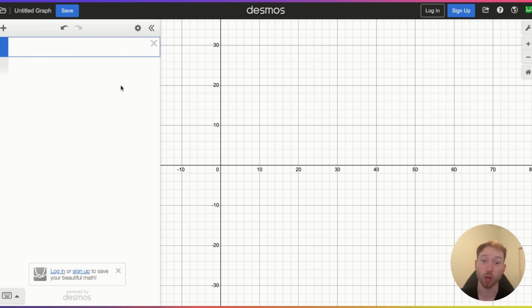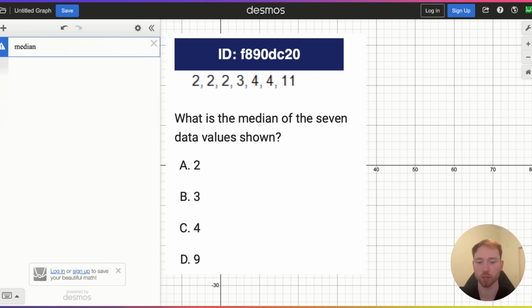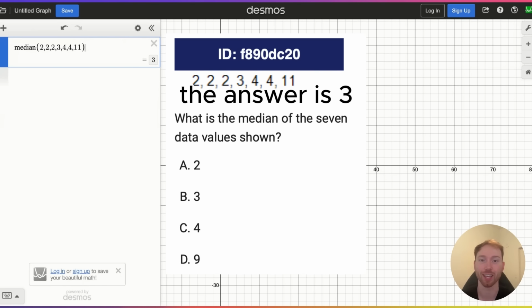How to solve median questions with Desmos on the SAT. You're gonna wanna go ahead and type in median into Desmos, and in the parentheses, just add your data points. Quickly, it tells me the median is 3, and that's gonna be the correct answer.